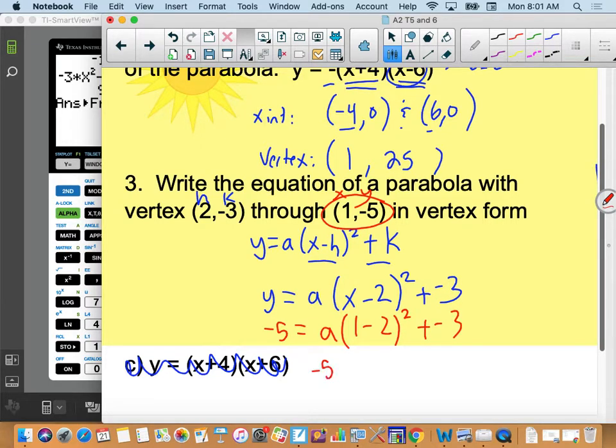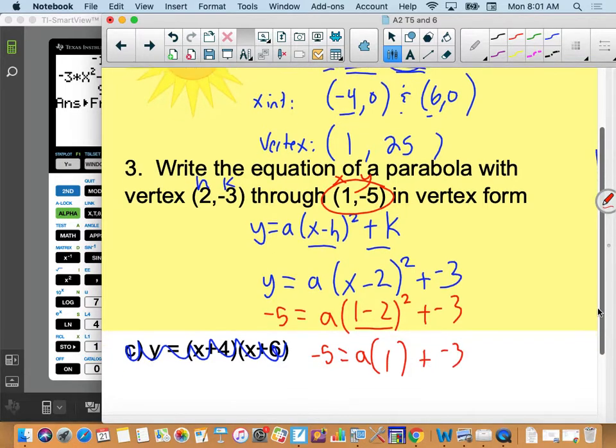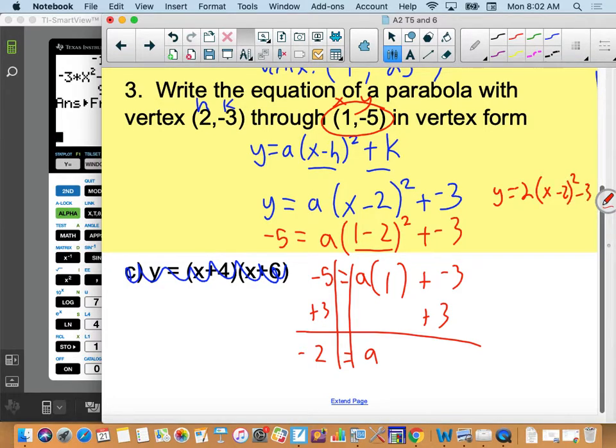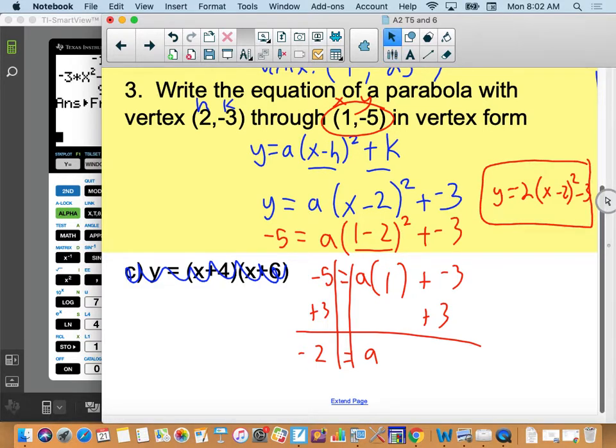So I get negative 5 equals a times 1 minus 2, which is negative 1, squared is positive 1. If I finish solving this equation for a, I'm going to add 3 to both sides, and you get a is negative 2. So the final answer is negative 2 times x minus 2 squared minus 3, or plus negative 3.